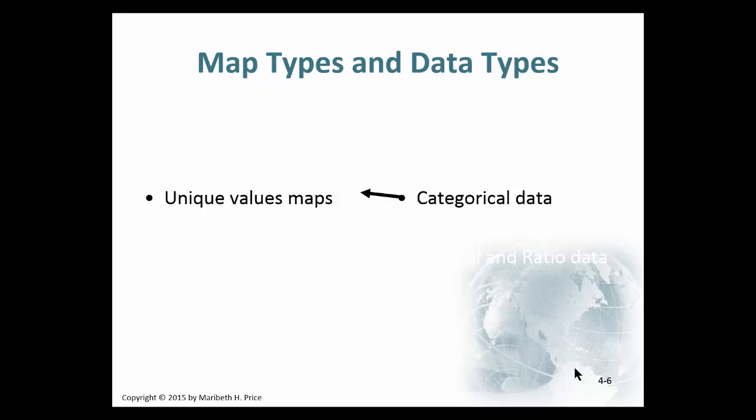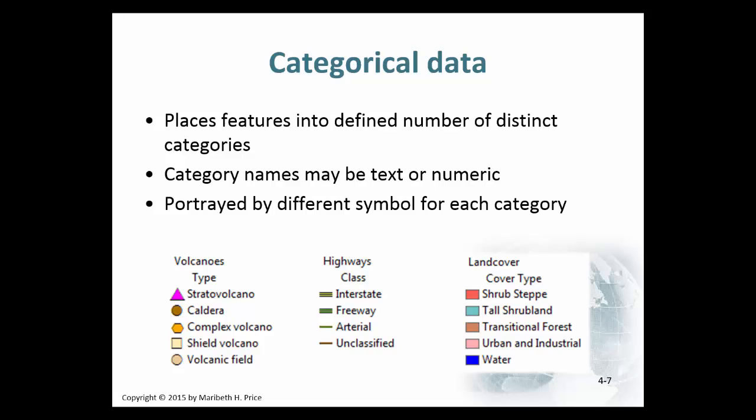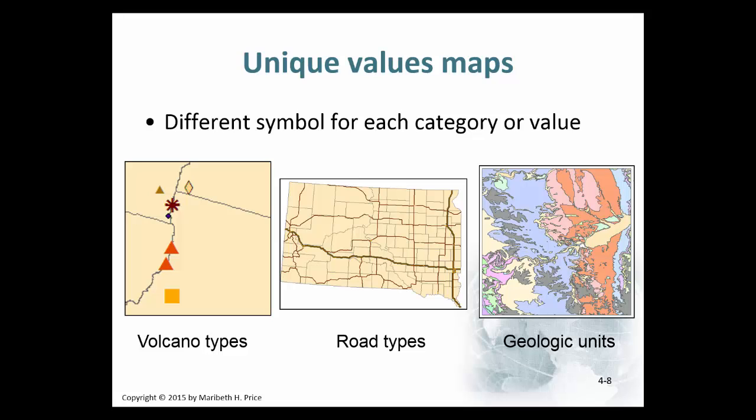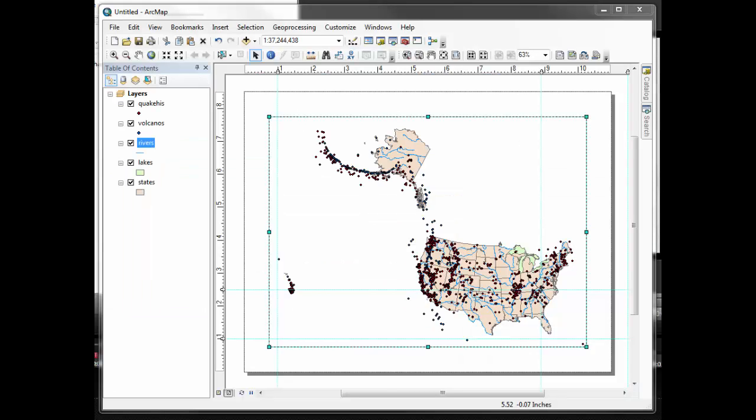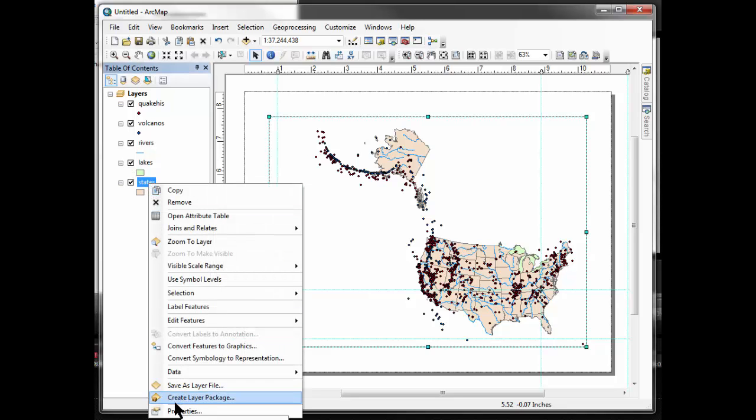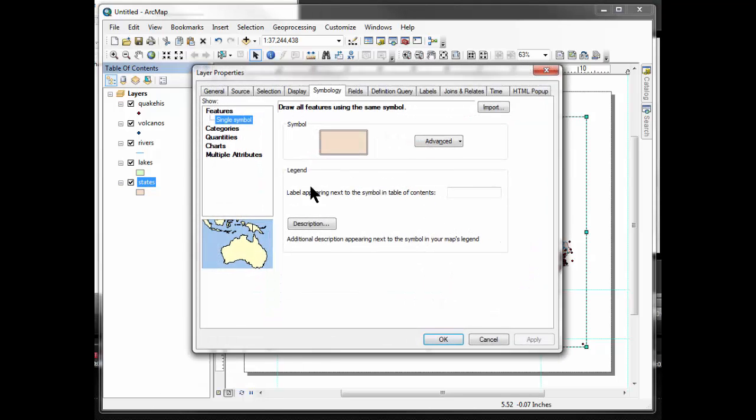Categorical data typically groups features into distinct categories such as soil type, geologic rock type, and subregions of the United States. Switch back to ArcMap. Right-click on the States feature class from the table of contents and select Properties from the context menu. And select the Symbology tab. How are the states currently symbolized? Single symbol, right? Change the type to unique values.